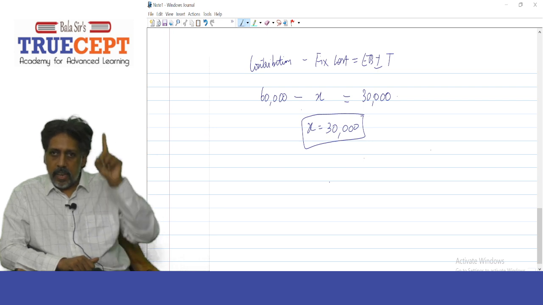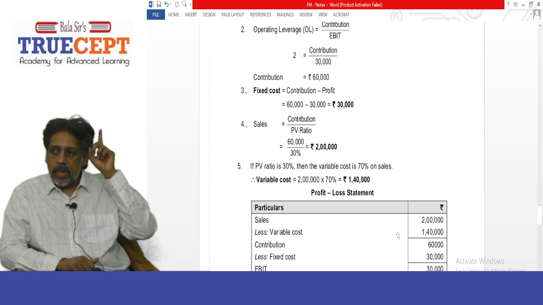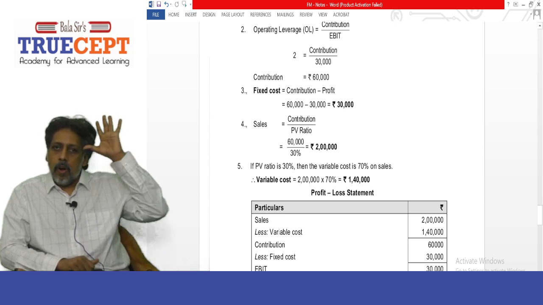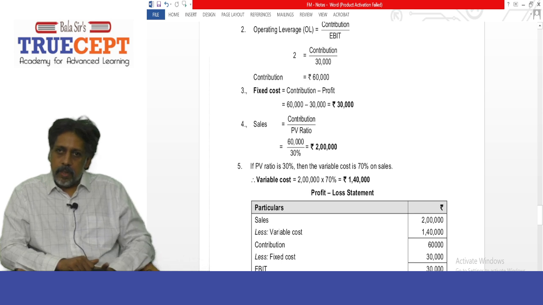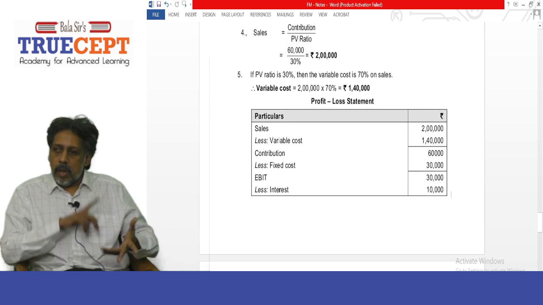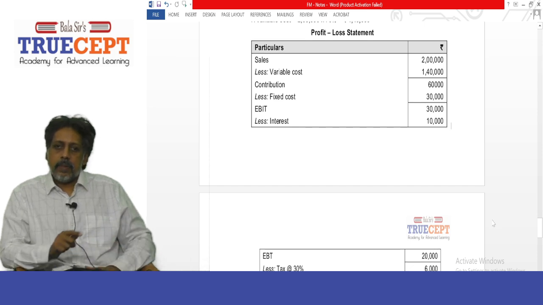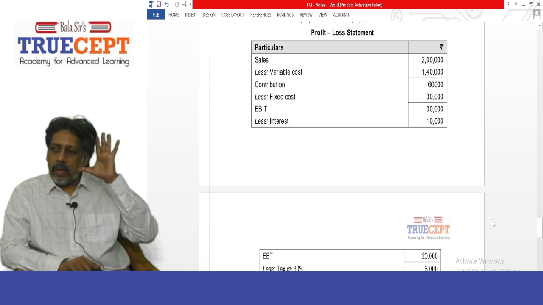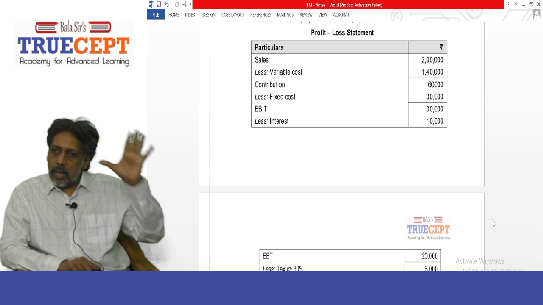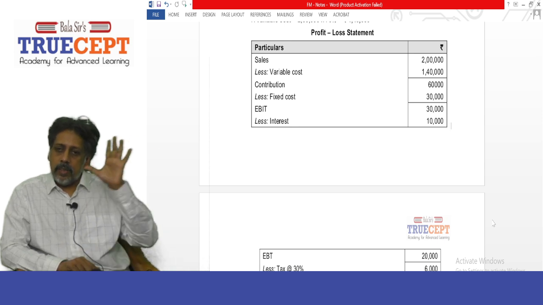And then we got the sales as rupees 2 lakh, and variable cost 1,40,000. They also found EBT earlier in the working, but it's not required. Anyway, you're going to make an income statement. Sales 2 lakh, variable cost 1,40,000, contribution 60,000, less your fixed cost 30,000, EBIT 30,000.